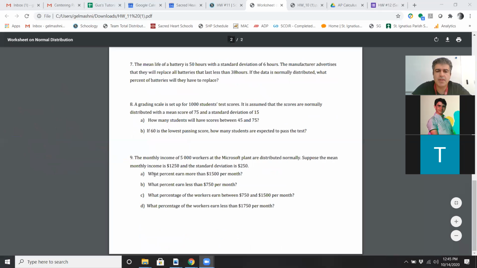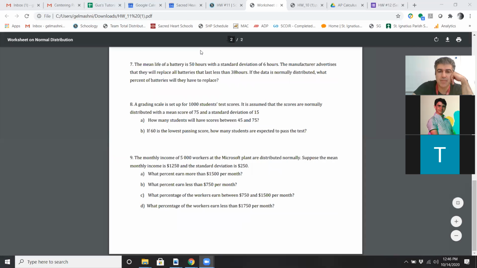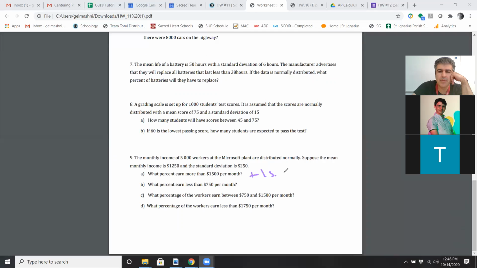Let's keep moving. Number 9. The monthly income of 5,000 workers at the Microsoft plant are distributed normally. Suppose the mean monthly income is 1,250 and the standard deviation is 250. Let me think here. So yeah, if you earn 1,500, earn more, so that's plus 1 standard deviation. So you're going to be the top 16% of earners.